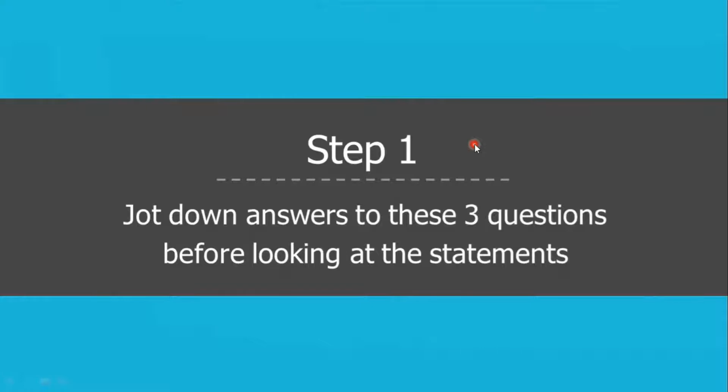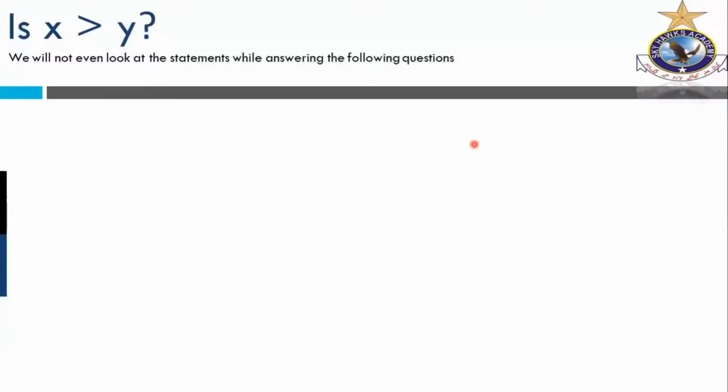Now let's see what those three questions are that we will have to answer. First, look at this. This is a statement, as written at the top, that x is greater than y. Look at this. If we can see this, is x greater than y? We will not even look at the statement while answering the following question.